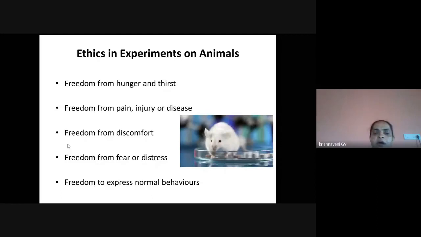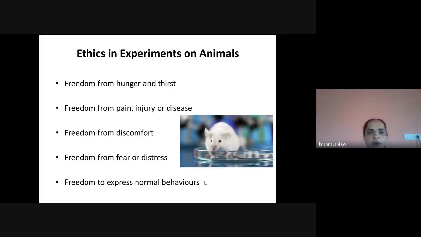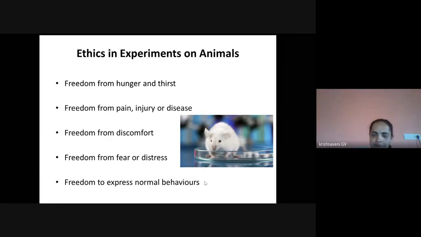freedom to express their normal behaviors. If it is a bird, there should be room to fly around a bit. Mice should have their own equipment that keeps them busy, or there should be some companions. Each animal has its own behavior, and there should be some efforts to create that environment for the animal to make it an ethical animal experimentation protocol. So that's about animal experiments.